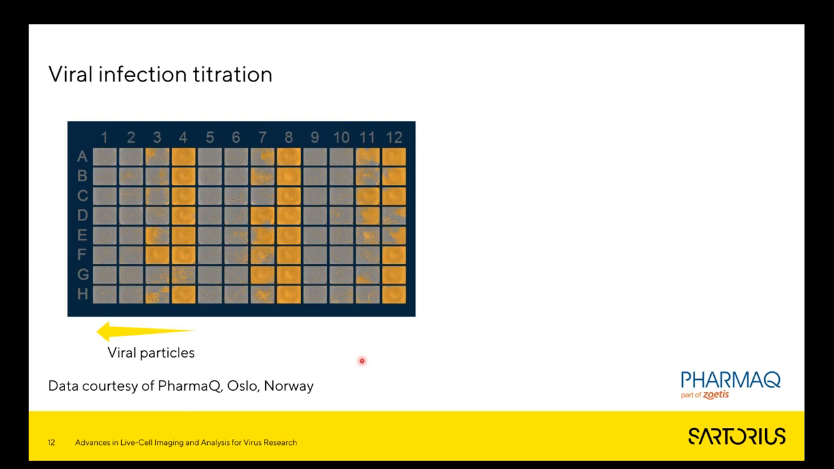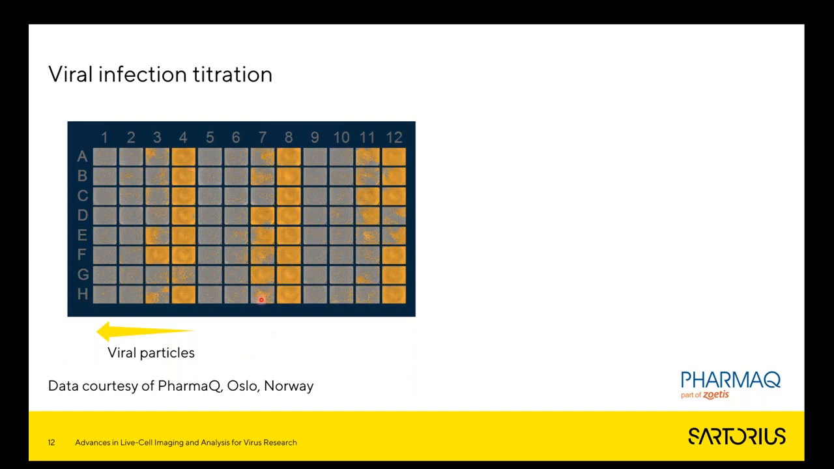So in the next couple of slides, I will be presenting some real data that were acquired at one of our Incucyte customer sites. These customers are all European customers. The first data set that I will show here is coming from PharmaQ, a company located in Oslo in Norway. Researchers at PharmaQ have used the Incucyte confluency mask to study viral infection titrations to assess the effect on cell density.